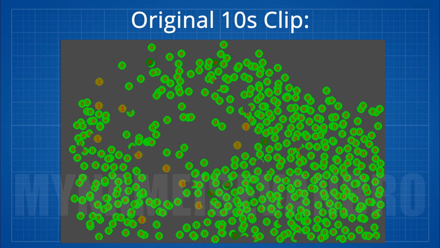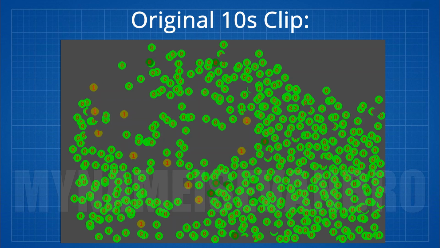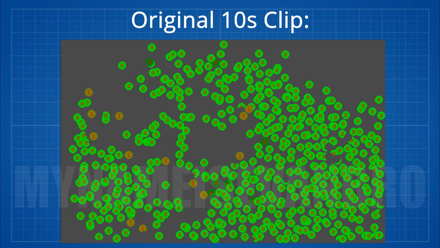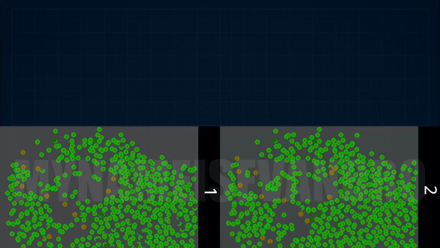Here is an example. This is the original video. And this is the processed video. As you can see, it removed the duplicate frames. This may seem simple, but it is a lot harder than you think.